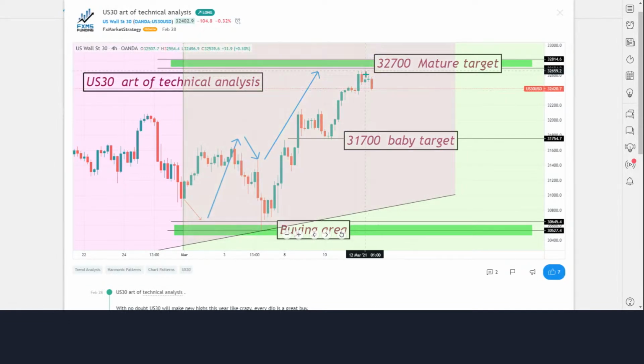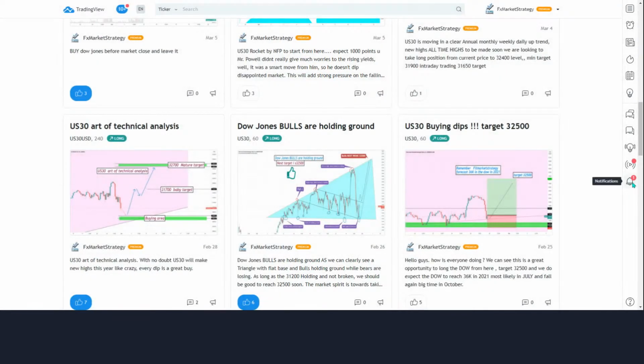So right now we are in this wave. What would you expect? A correction. The correction may come down to 31,700, or it may continue to reach the buying area in the green box, the 30,500, but this is too far, okay? The most possible one is the first line.